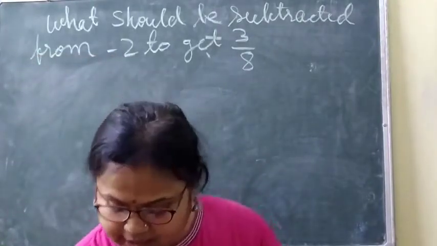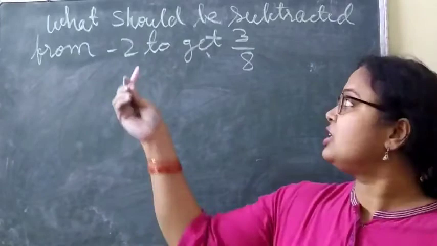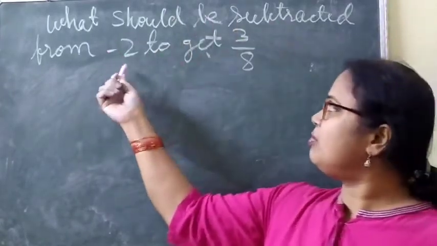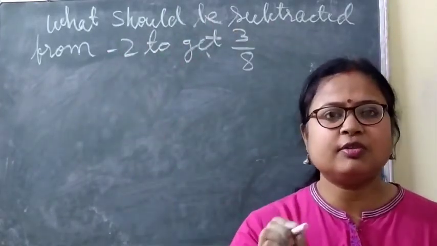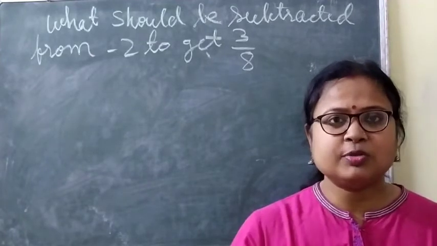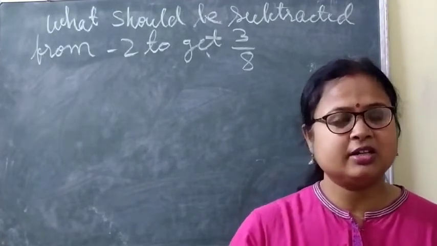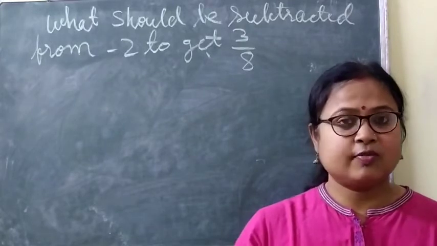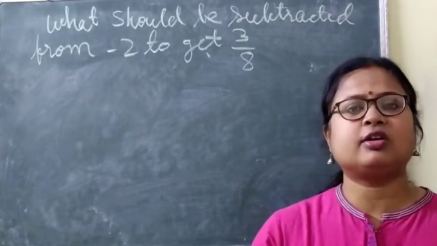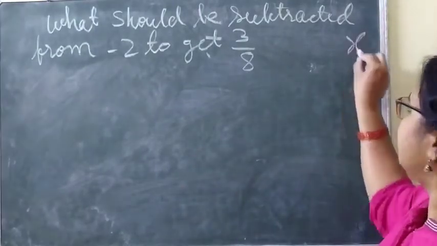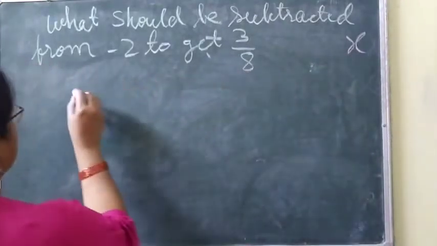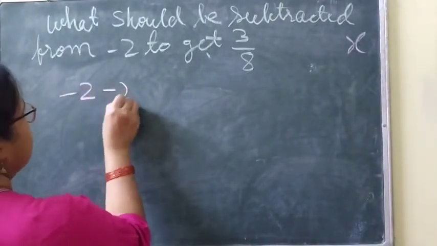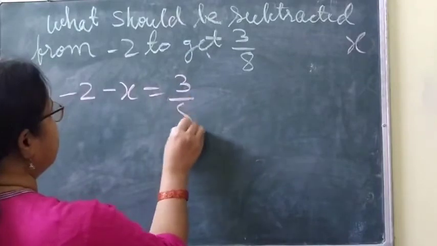The question is what should be subtracted from minus 2? Means what? First we will write minus 2. And what should be subtracted? X should be subtracted, because we don't know. So when you don't know any quantity, assume it as X. Clear? So how will we write the equation? Minus 2 minus X equals 3 by 8.